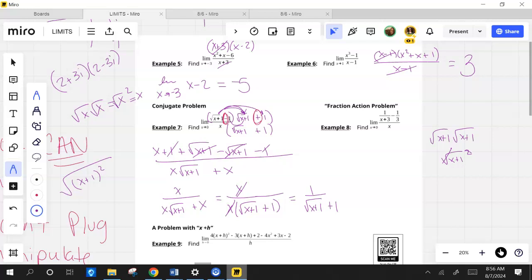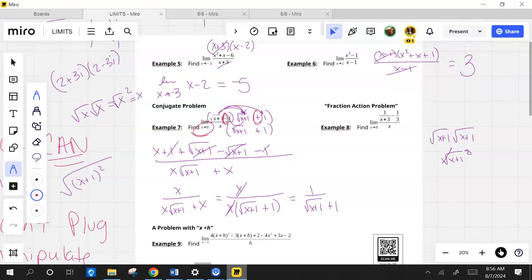Don't lose sight of what my goal was. What was my goal? Why did I do all that work? That's exactly right. So I can plug the 0 in for x and get a value that's not undefined. Can you do that? Yeah. 0 plus 1, the square root of 1, which is 1, right? I'm going to 0.